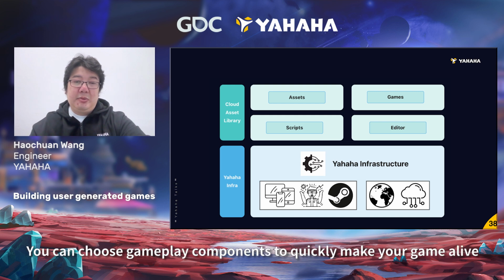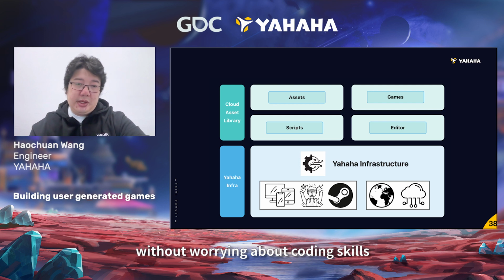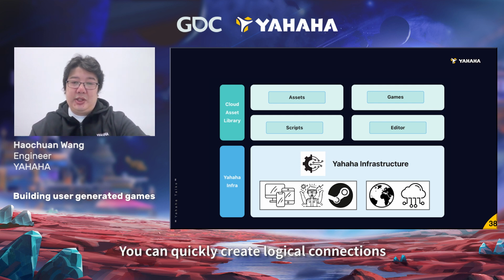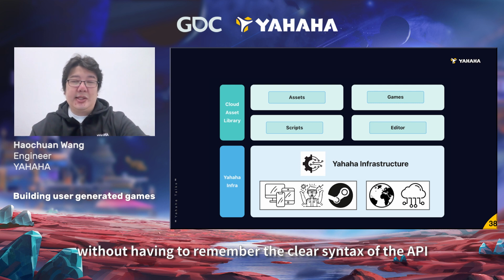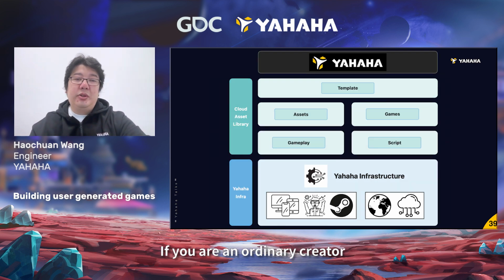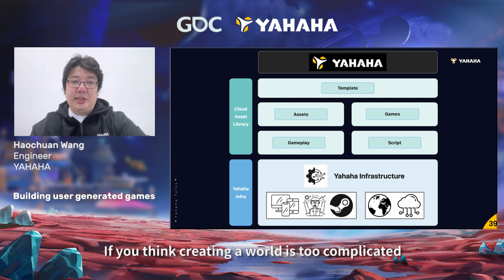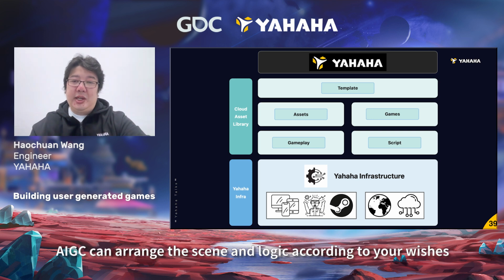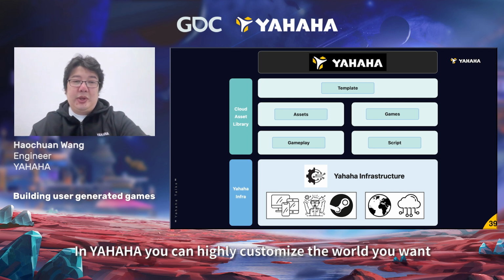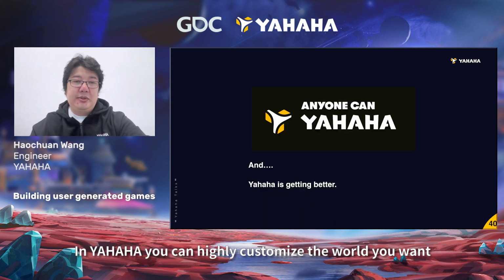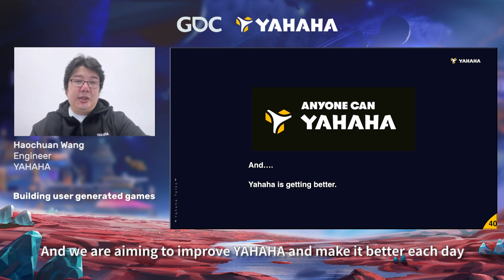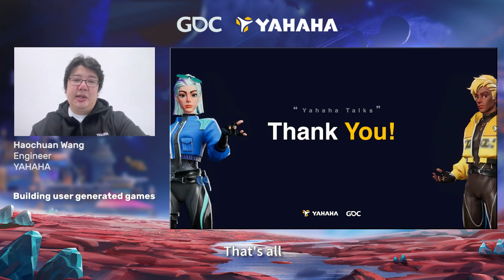You can choose the gameplay components to quickly make your game alive without worrying about coding skills. You can quickly create logical connections without having to remember the exact syntax of the APIs. If you are an ordinary creator, you can choose a template to start with. If you think creating a world is too complicated, AIGC can arrange the scene and logic according to your wishes. In Yahaha, you can highly customize the world if you want. Anyone can Yahaha, and we are aiming to improve Yahaha and make it better each day. Yeah, that's all. Thank you for your attention.